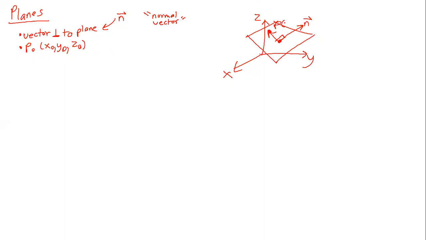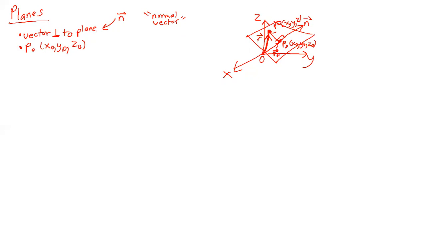So here's point P, which is at x, y, and z. And this one has this representation from the origin to P. And then this is my vector R. Here's the origin. And then I have this other point here. So this one is P0, x0, y0, and z0. And then this one is R0.